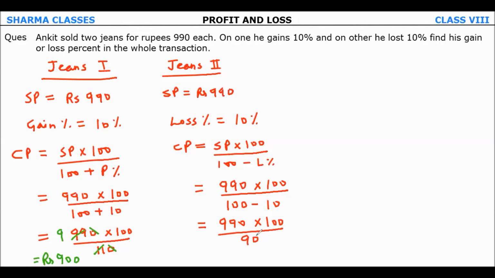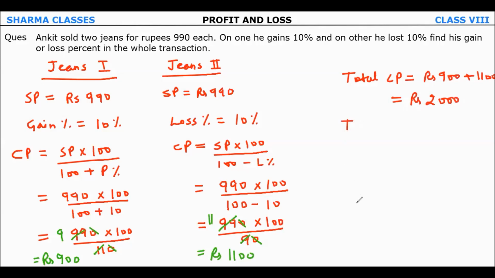So after putting the values, we can see this calculation and we have to solve them. 0 cancel with 0, 9 is getting cancelled with this 99 at 11. So from here we will have rupees 1100 as the cost price of second jeans. Now to find the total cost price, we have to add them. So you can see here, which is rupees 2000.